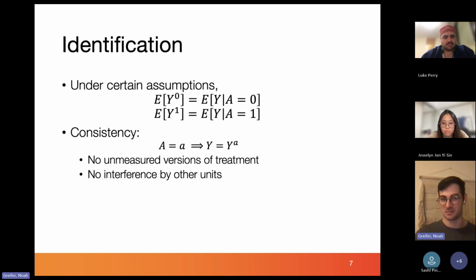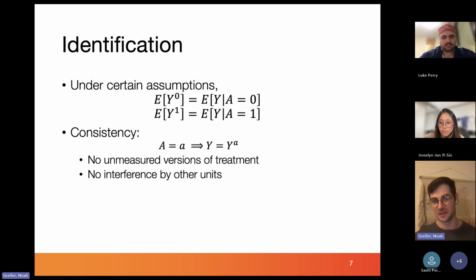This seems like it might just be part of the definition of a potential outcome, but other ways to understand consistency are that there are no unmeasured versions of treatment. So for example, if you receive a drug, there are no alternate versions of the drug that might actually have different potential outcomes if you were to take them. Maybe if the generic was different from the name brand in some way, it often isn't. Simply being assigned to take the drug is not enough to identify the causal effect.